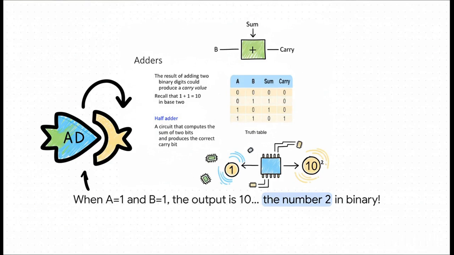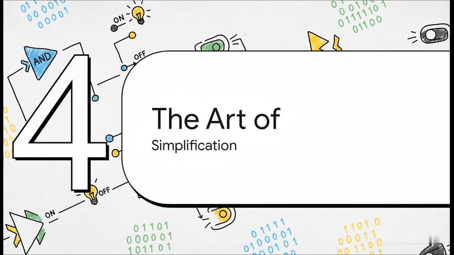Well, this truth table, it tells the whole story. Just focus on that very last row. When input A is 1 and input B is 1, what happens? The sum output is 0 and the carry output is 1. Wait a second. 1, 0. In binary, that's the number 2. Oh my gosh, we just taught a rock how to add 1 plus 1. That's insane.